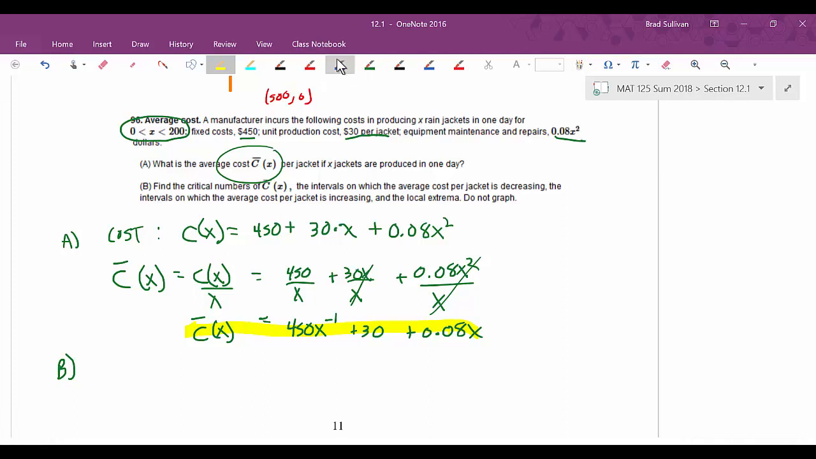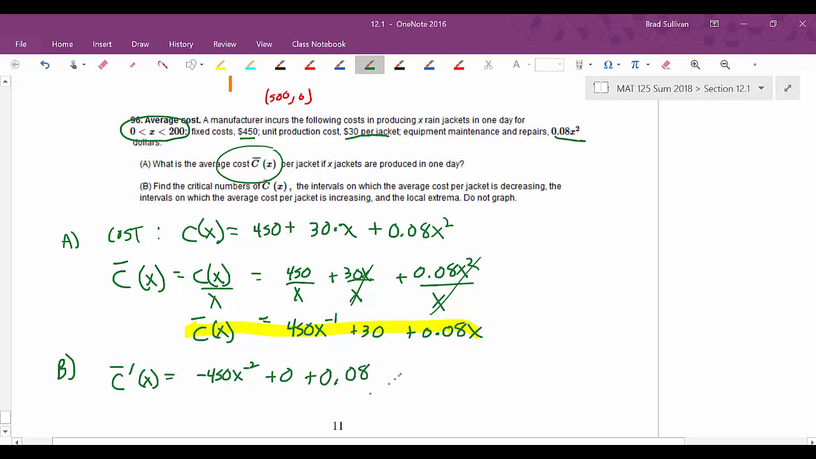All right, and let's see, next thing we want to do is find the critical numbers. So we have to find the marginal average cost. So we're going to do this derivative. That's going to be negative 450x to the negative 2. That's 0. And then the derivative on the linear term would be 0.08. So your derivative is going to be negative 450 over x squared plus 0.08.